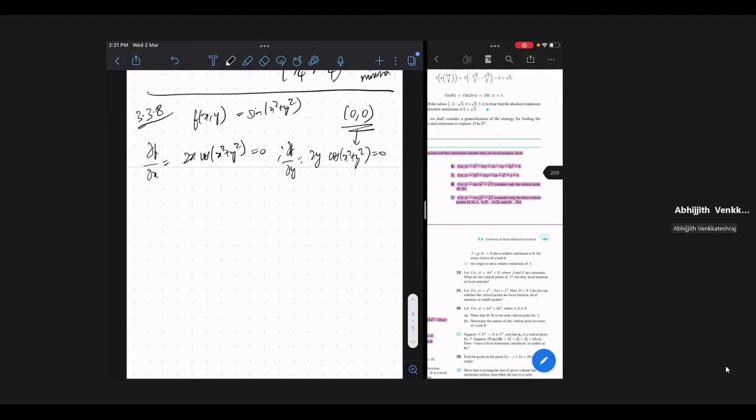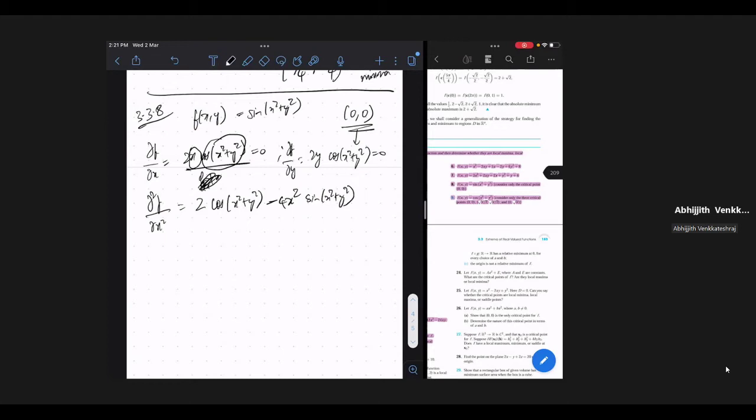Because I want to find my Hessian matrix, my second derivative is ∂²f/∂x². If you write it in terms of d by dx, you can take this as the u term and this as the v term. If you differentiate uv, it's basically u dash v plus u into v dash. I'm going to use that rule to differentiate this. So you'll get 2 cos of x squared plus y squared minus 4x squared sine of x squared plus y squared.